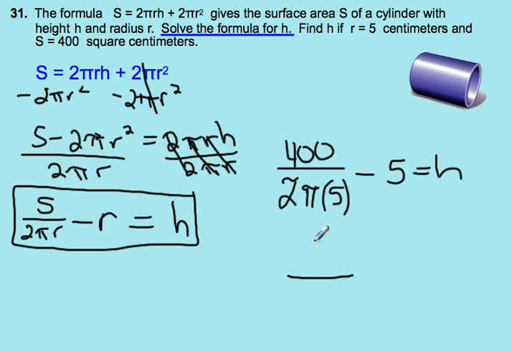Just remember, when you're done, plug this into your calculator, find the height, and remember, don't forget your label. In this case, the height is going to be in centimeters, because you can see up here, the radius was in centimeters, and the surface area was in square centimeters.